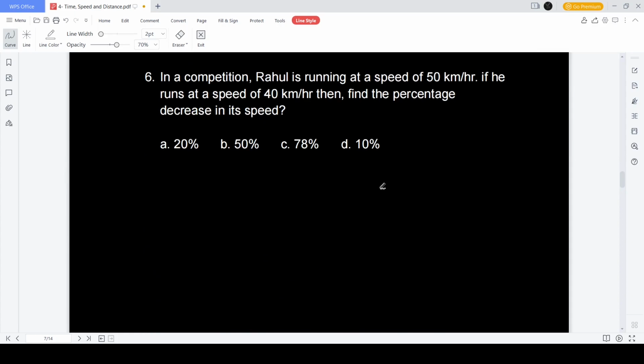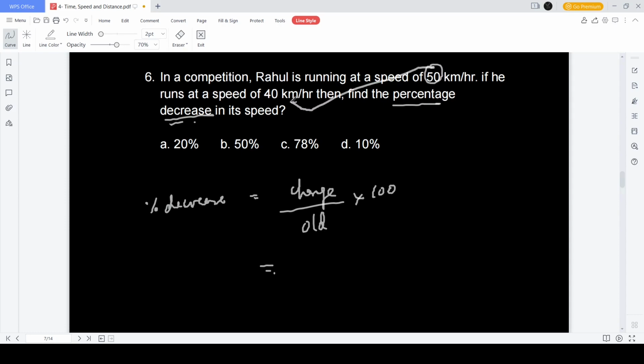Okay, in a competition, Rahul is running at a speed of 50 km per hour. If he runs at a speed of 40 km per hour, then find the percentage decrease in his speed. Okay, we need to know the formula of percentage decrease. Always, percentage decrease is nothing but the change divided by the old value into 100. Okay, so how much is the change?